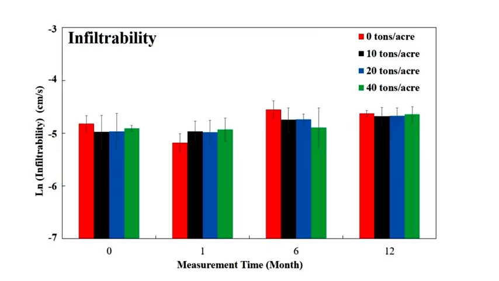Next, for the infiltrability, still the x-axis is the measurement time, and the y-axis is log-transformed infiltrability data, centimeter per second. We can see that after we put slurry in the field, the trend looks like there is a slight increase of infiltrability throughout the three measurement times.